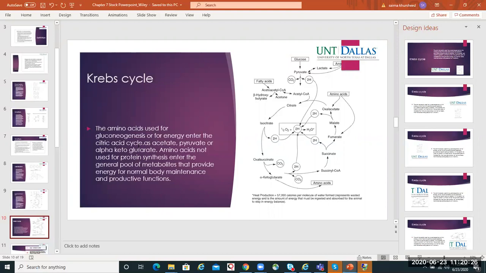These amino acids that are used for gluconeogenesis or for energy enter the citric acid cycle. This citric acid cycle is also called the Krebs cycle or the TCA cycle, tricarboxylic acid cycle. So it has three names. Amino acids not used for protein synthesis enter the general pool of metabolites that provide energy for normal body maintenance and productive functions.